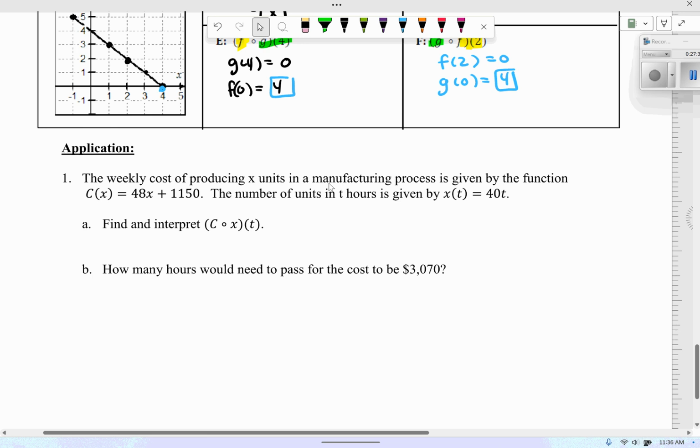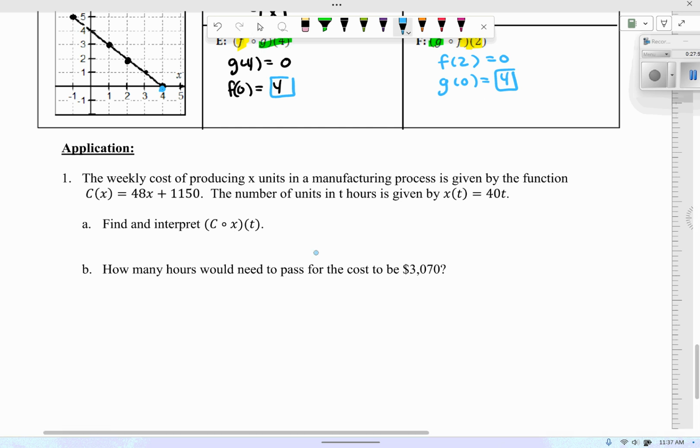And then we have our application. The weekly cost of producing X units in a manufacturing process is given by the function C of X equals 48X plus 1,150. The number of units in T hours is given by X of T equals 40T. Find and interpret C of X of T.